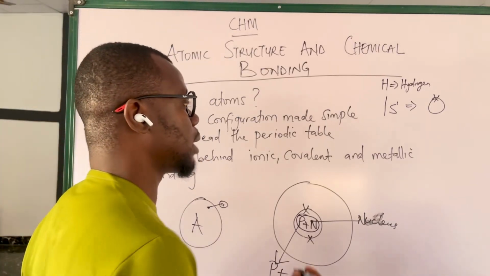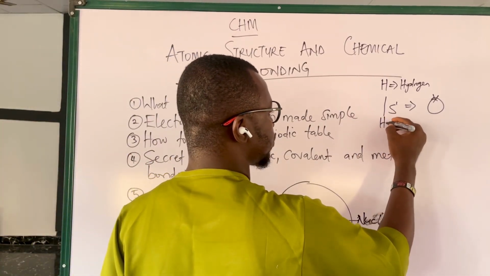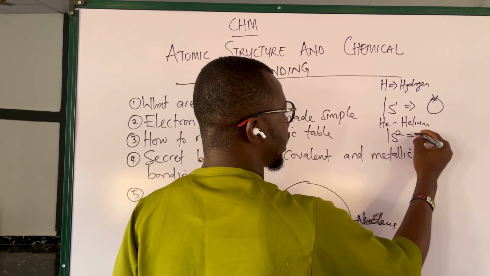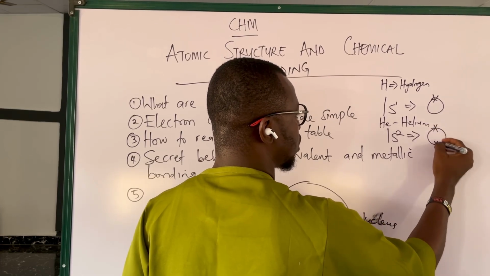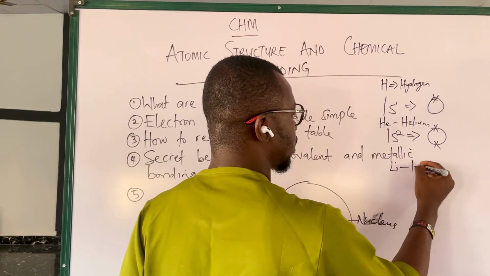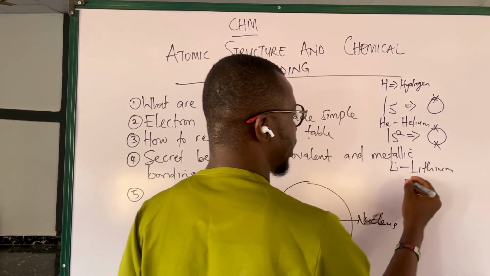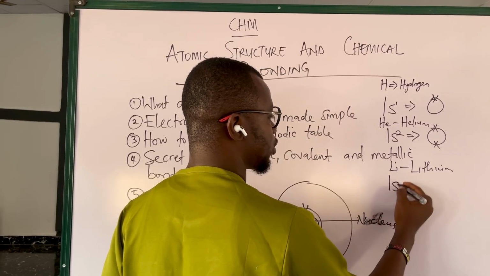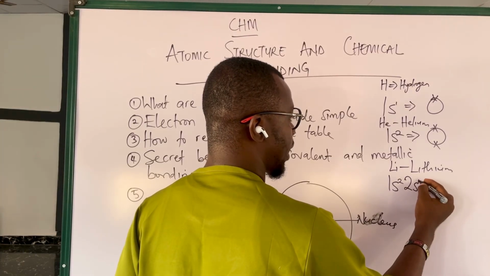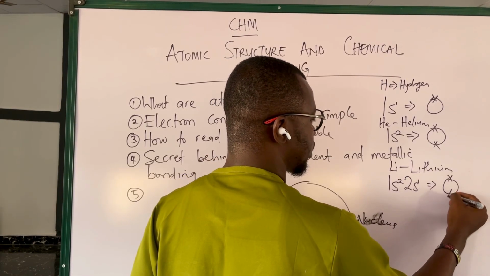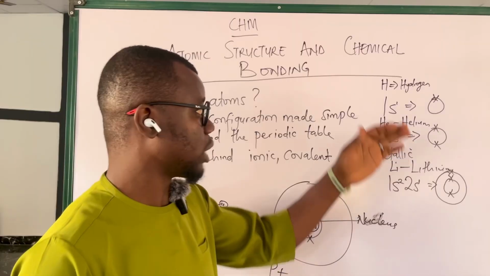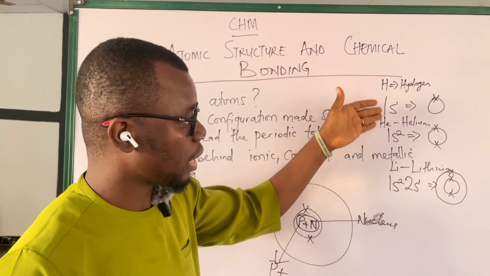The same thing with helium. Helium is 1s2, and 1s2 has 2 different electrons in the orbital. The same thing with lithium. I'm just trying to make a point here. You're going to have 1s2, which is already a filled orbital, and you're going to have 2s1 as well, which is going to be this, in another orbital. Later in subsequent videos, I'll be able to explain to you how you come to achieve this.